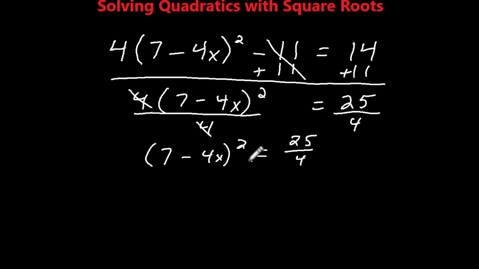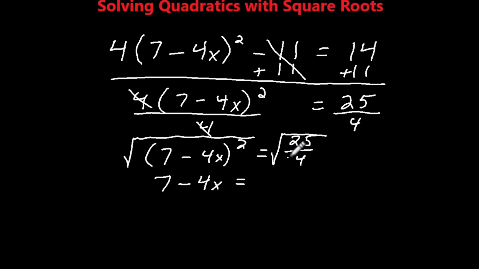I don't want to divide this, but what I have to do is take the square root of this side to get rid of the fact that this is a binomial that's going to be squared. So when I take the square root of both sides, what I'm going to have is 7 minus 4x equals the square root of 25 over the square root of 4, and the square root of 25 is 5, and the square root of 4 is 2. And then for our second solution over here, we would have 7 minus 4x equals minus 5 halves.